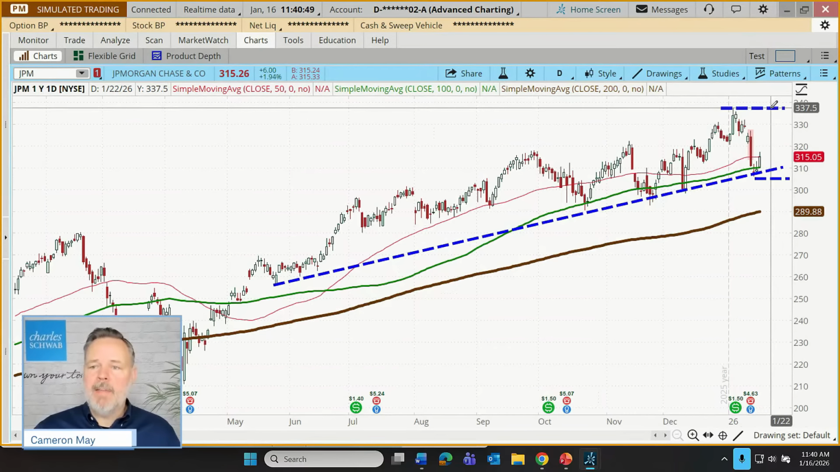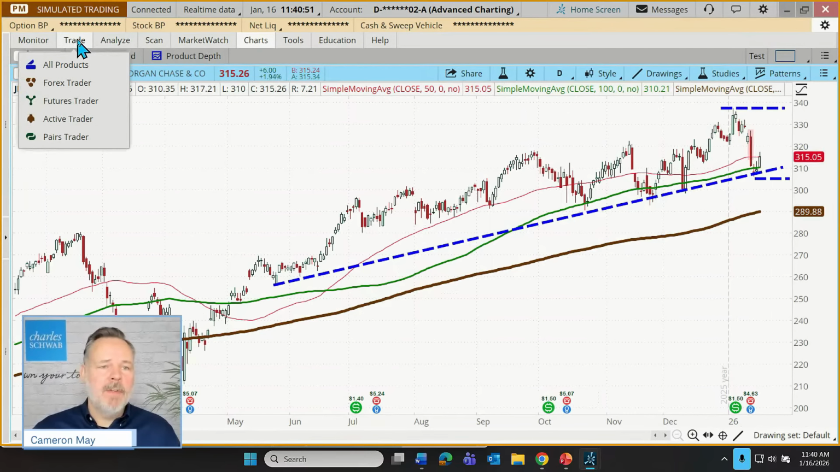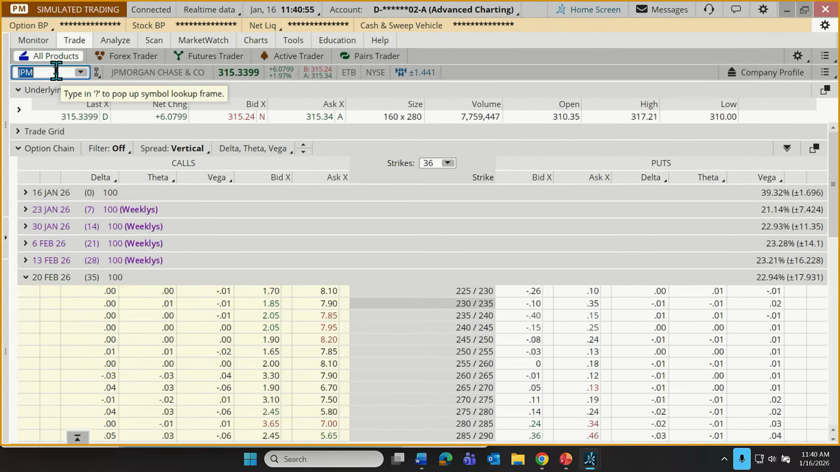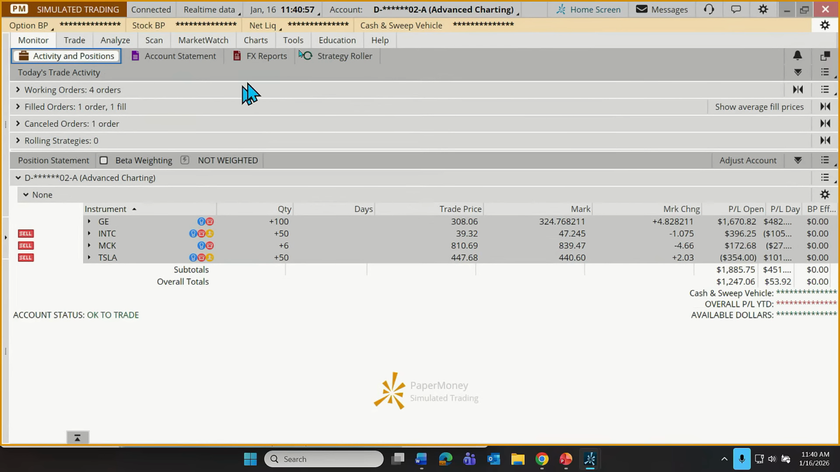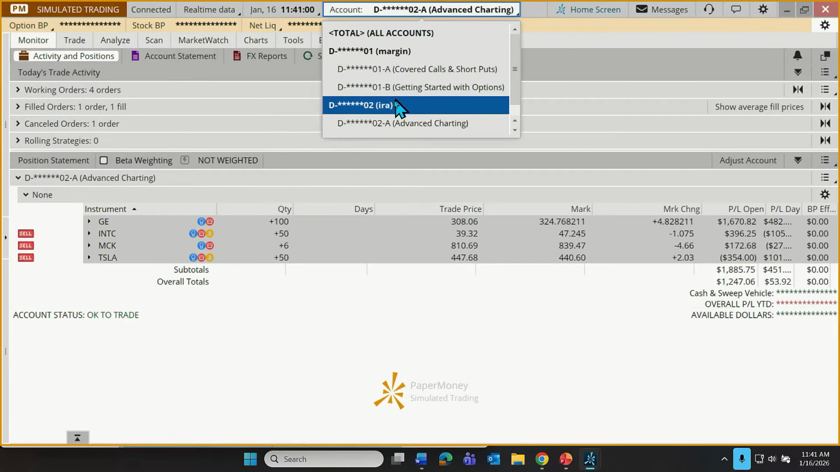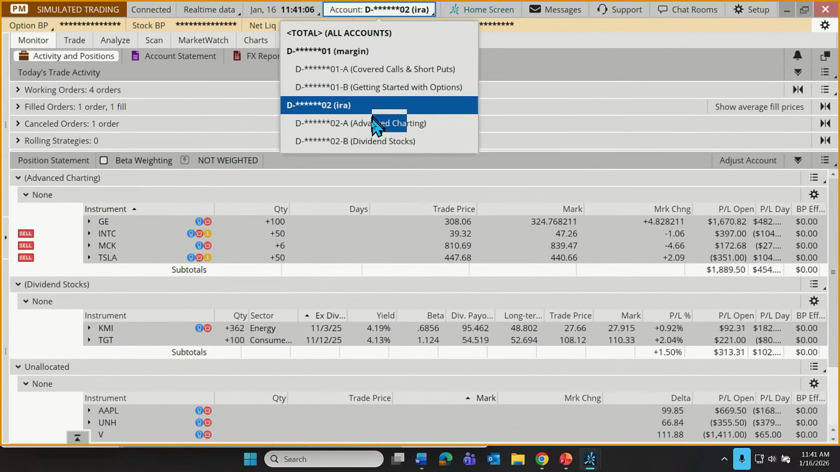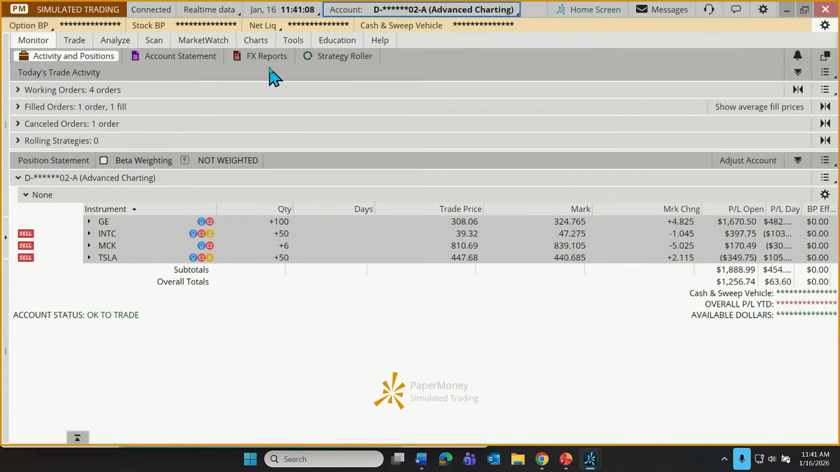Let's go place that trade. I'm going to go to the trade tab. Let's go to JPM. Don't believe in this portfolio. Let me just check one thing. Let me look in my IRA. No other JPM position in this. That's okay. So let's route this to our advanced charting.